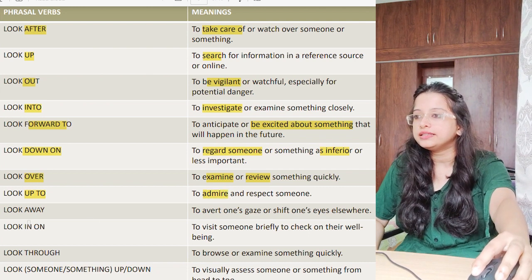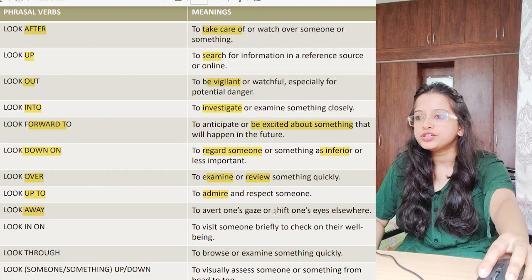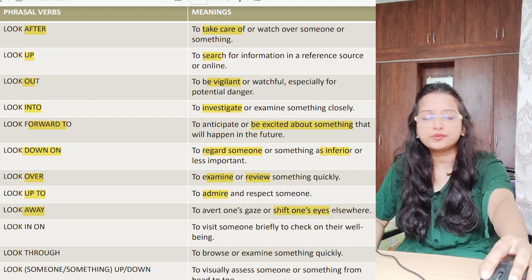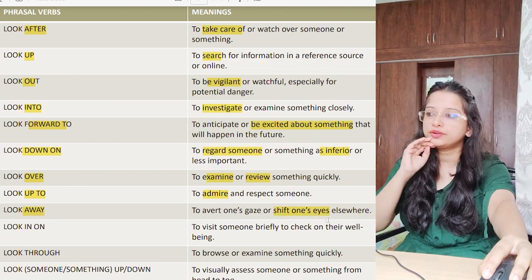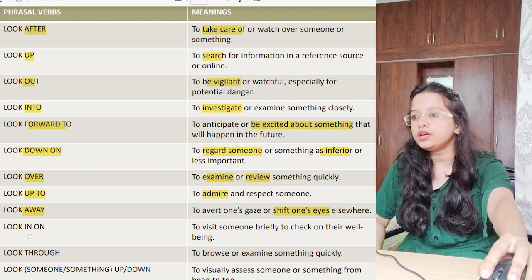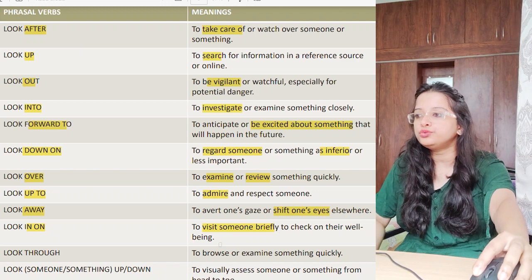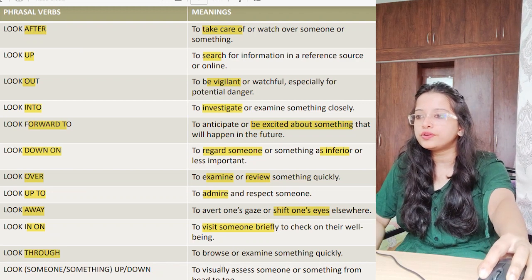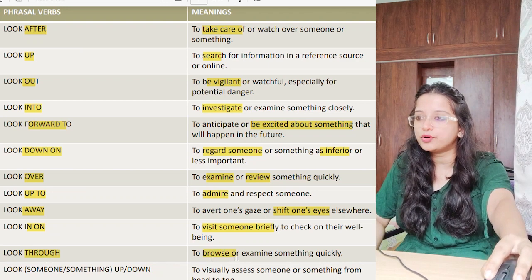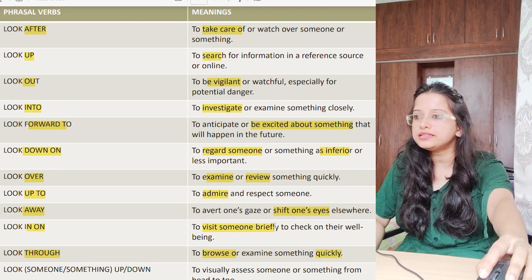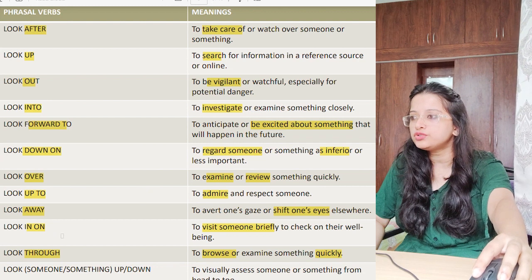Look away, that means to avert one's gaze, shift one's eyes, okay, shift one's eyes, you are looking this side, now you look that side, right. Next one, look in on, to visit someone briefly, that's enough, okay. Look through means to browse or examine something quickly, this is important, okay, this is quickly, and here there is, this one is also examine, but yes, look over and look in on, these two can come.